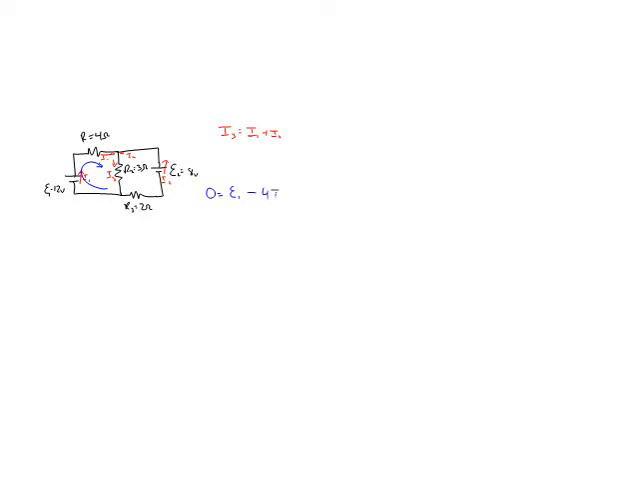This is in the same direction, so that'll be a negative 4I1 for the resistance. I didn't put in R, I just put in a number. And then we're going to go across this resistor in the middle, and that'll be a negative as well because it's in the same direction, and that will be a negative 3I3. So that's the first one.